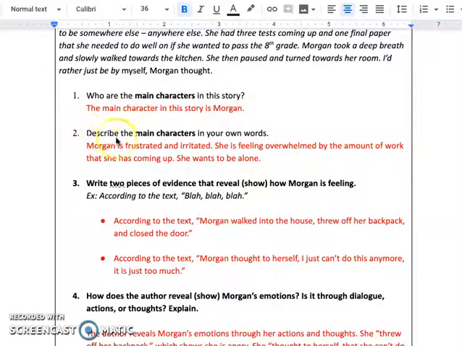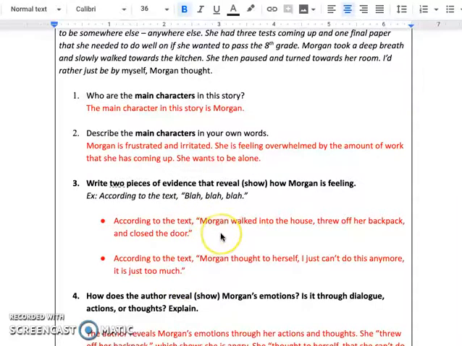It asks, describe the main characters in your own words. I said Morgan is frustrated and irritated. She's feeling overwhelmed by the amount of work that she has coming up, and she wants to be alone. Then it asks you to write 2 pieces of evidence that reveal how Morgan's feeling. Both started with "according to the text." Both use the comma and quotation marks and the period inside.